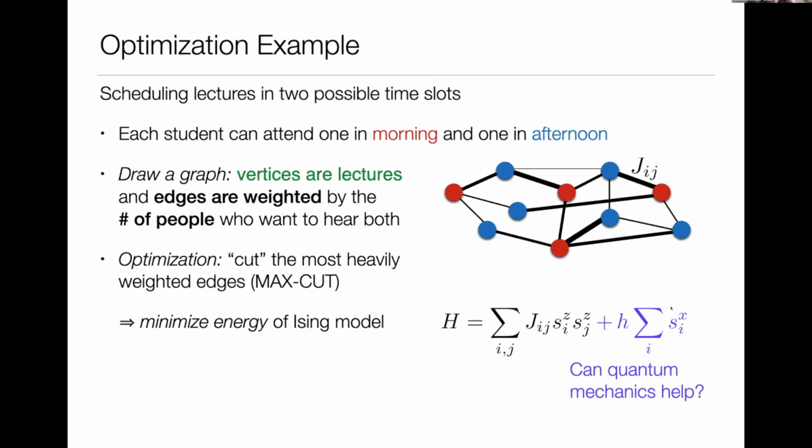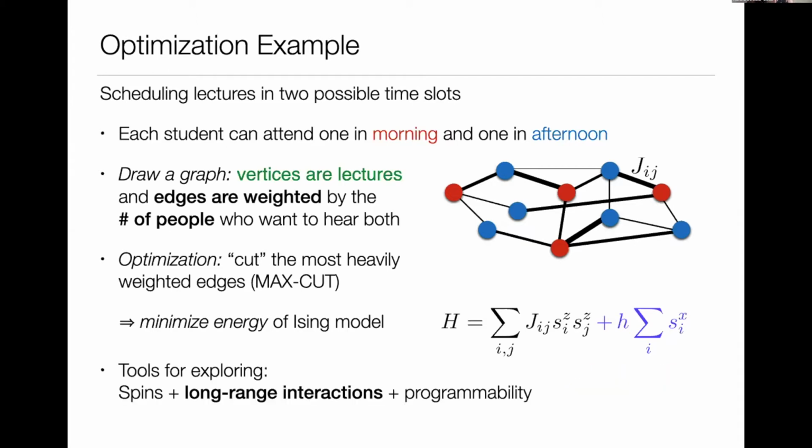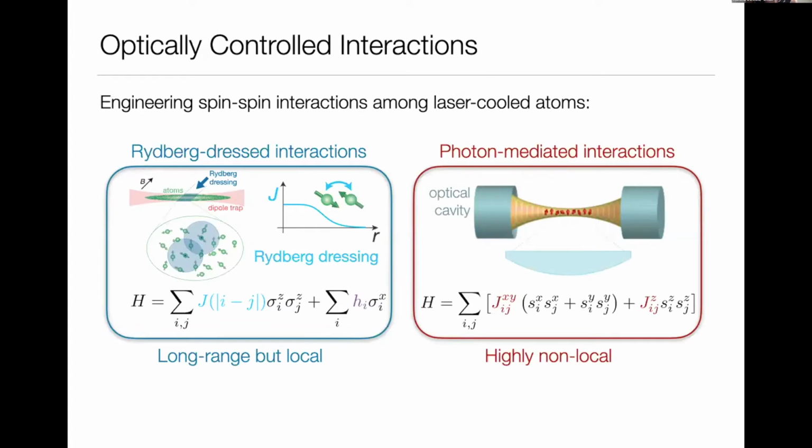So if you'd like to start to explore these questions, the ingredients you would need in the lab would be some spins, long-range interactions between them, and the ability to program the structure of those long-range interactions. Okay, so I'll be talking about two different cold atom systems that we play with in our lab that give different ways of realizing long-range interactions between the atoms.